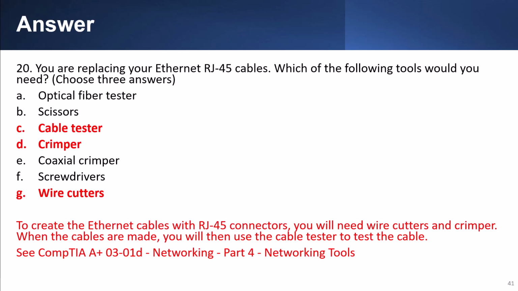Answer: cable tester, crimper, wire cutters. To create the Ethernet cables with RJ45 connectors, you'll need wire cutters and crimpers. When the cables are made, you'll then use the cable tester to test the cable.